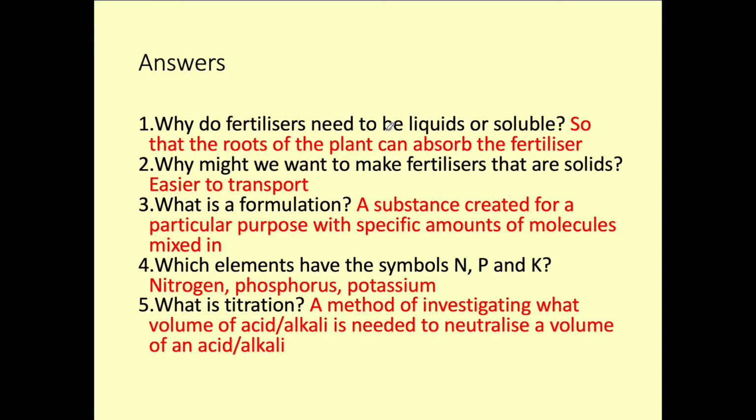So we can see on our periodic table that they would be nitrogen, phosphorus and potassium. So nitrogen and phosphorus both being in group 5 and potassium in group 1.